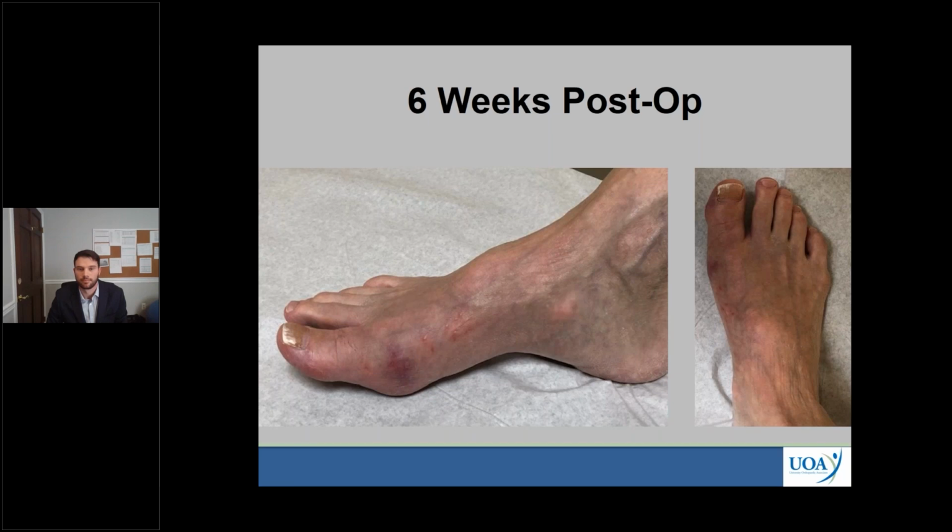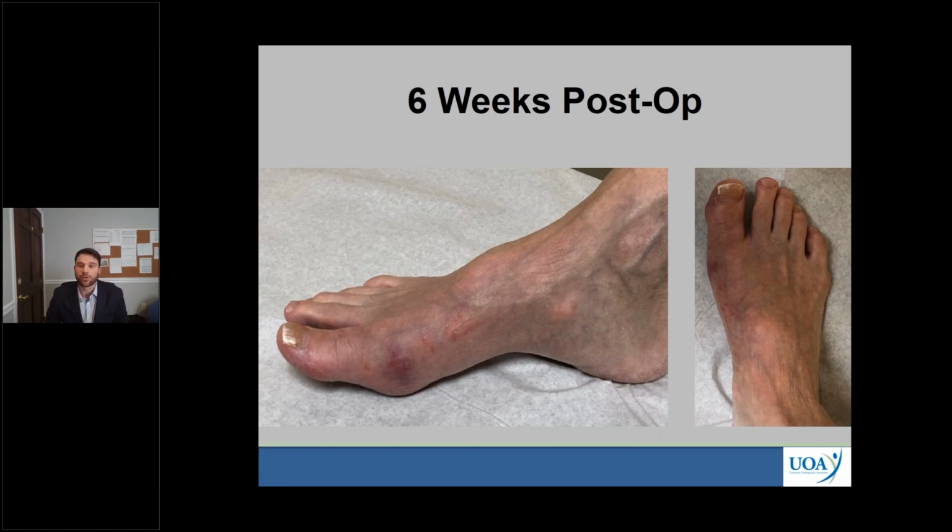Timing of walking, driving, wearing regular shoes again, and can you perform the surgery on both feet at the same time? Excellent questions. Driving, if it's your left foot, you can drive as soon as you're off of narcotics. If it's your right foot, it's going to take a little bit longer, and I'll go through the typical recovery so we can understand that.